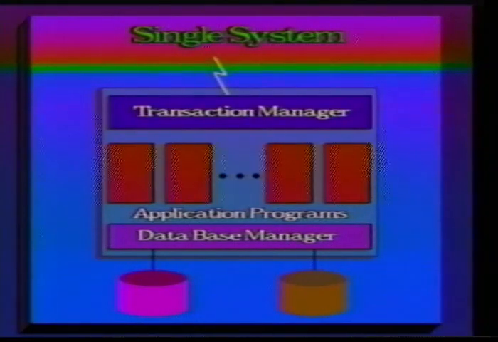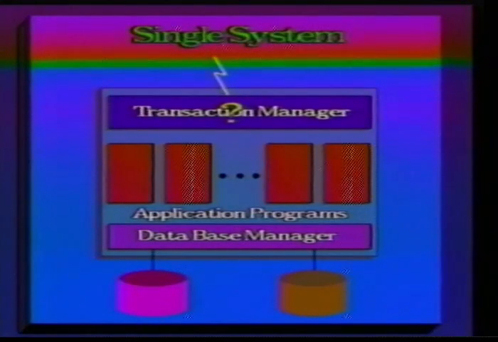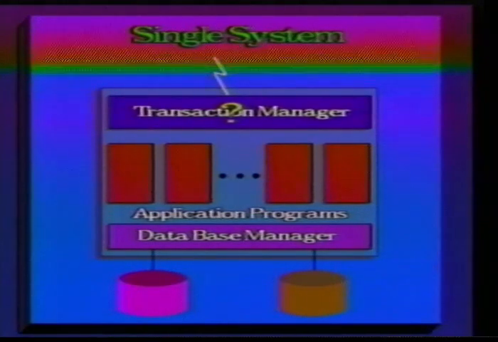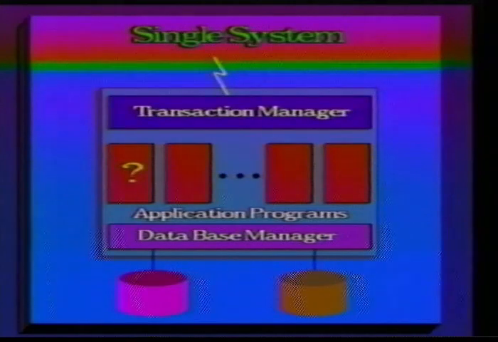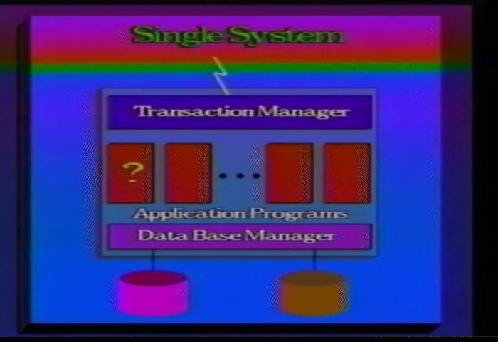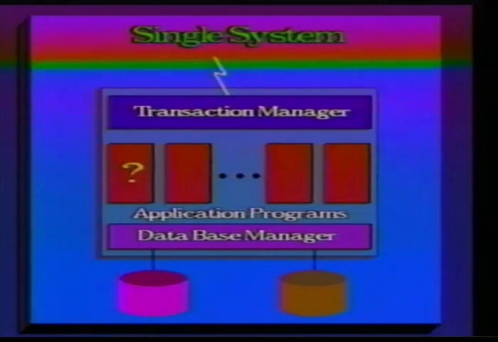Let's look at how this system processes transactions. A user enters a transaction which flows to the transaction manager. The transaction manager determines which application program is available and sends the transaction to it. The application program understands the request and processes it. Data is normally requested to satisfy the transaction, so the database manager is invoked to obtain the data for the application program. Now we see a second transaction coming into the system from another user.